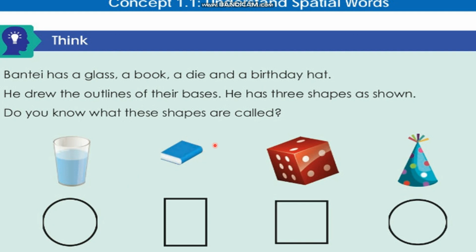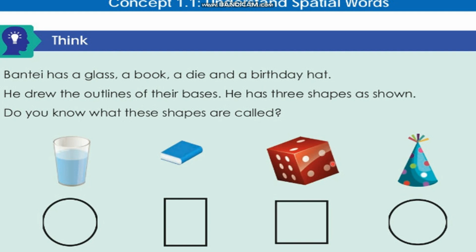It's a book. And he got the outline of a book as like this. Children, can you see which shape is this? Yes, it's a rectangle. Very good. It's a rectangle. Now look at the next picture.